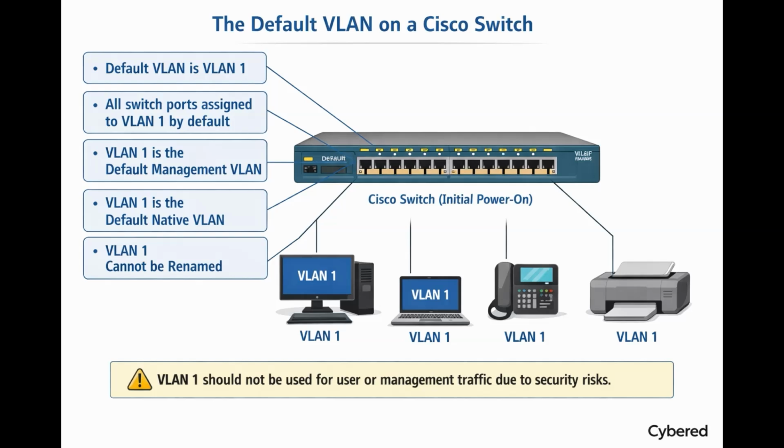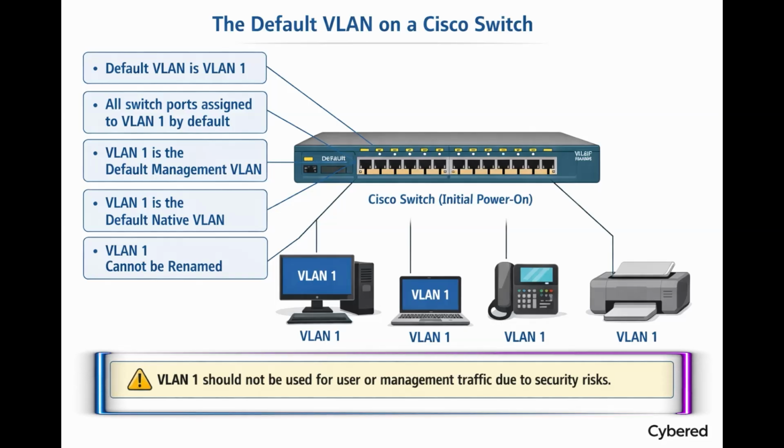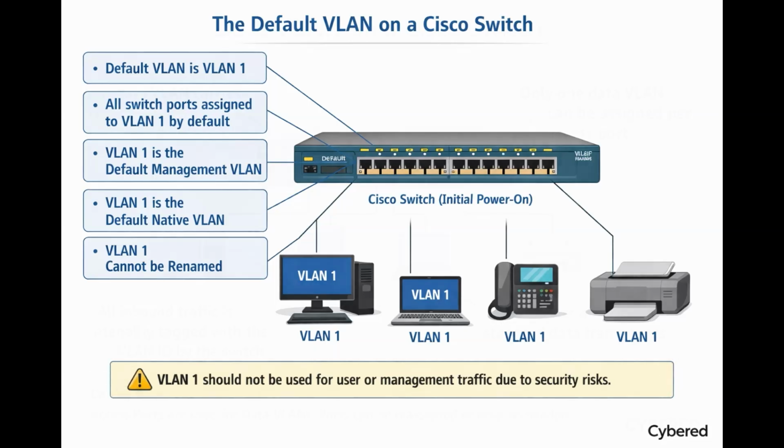The key characteristics: default VLAN is VLAN 1. All switch ports are assigned to VLAN 1 by default. VLAN 1 is the default management VLAN. VLAN 1 is the default native VLAN. And VLAN 1 cannot be renamed. Best practice: VLAN 1 should not be used for user or management traffic due to security risks.